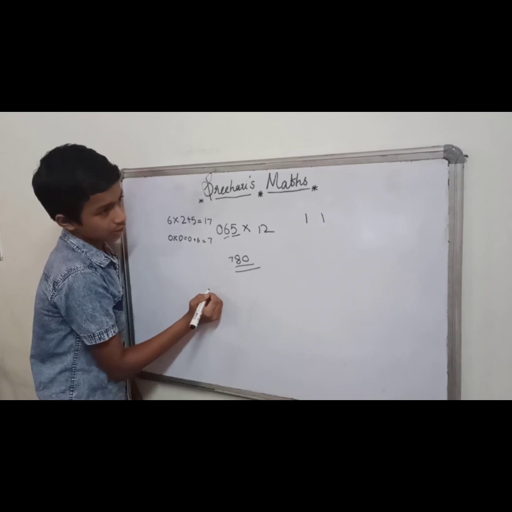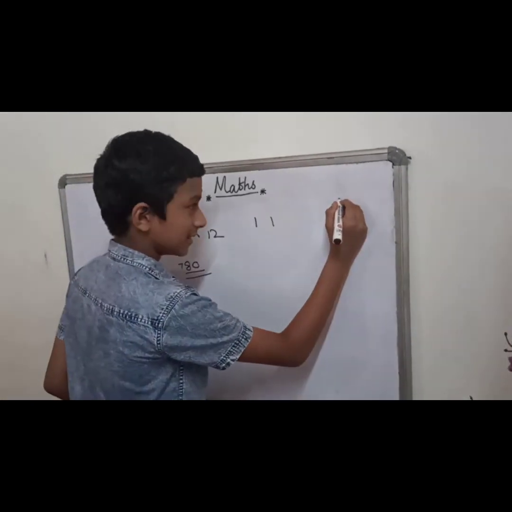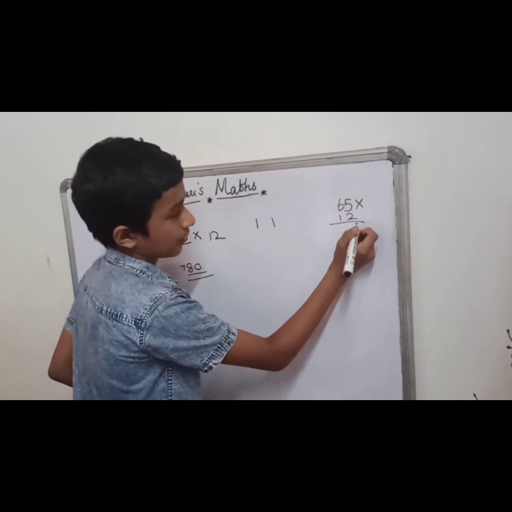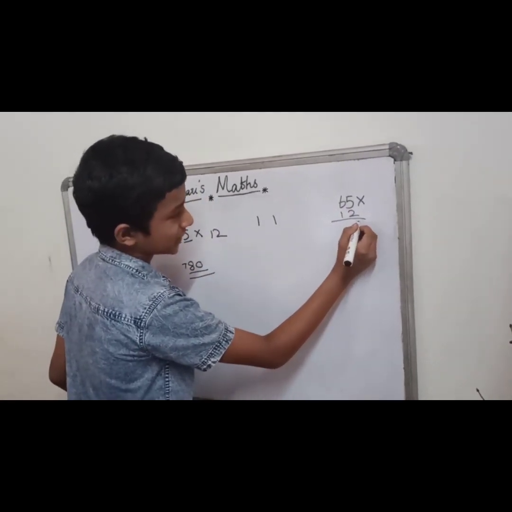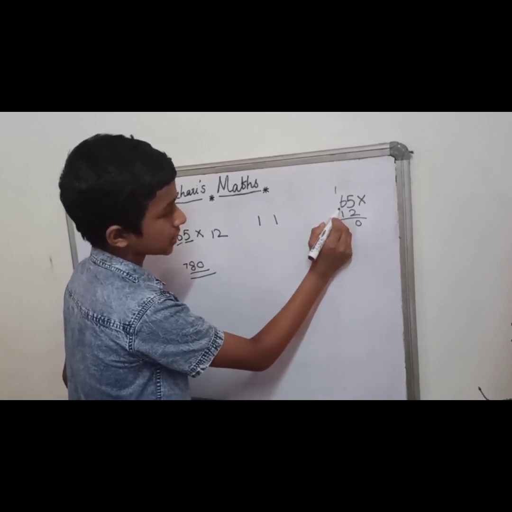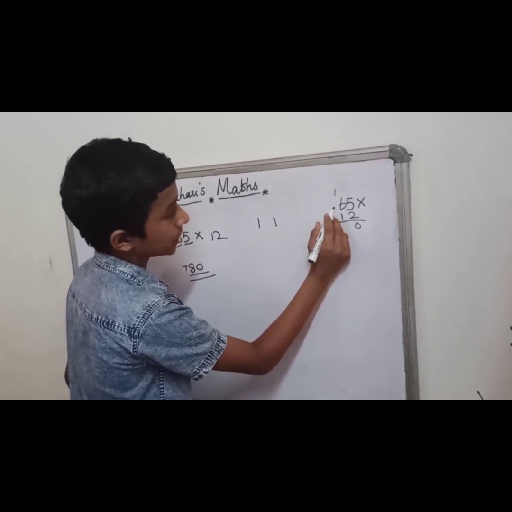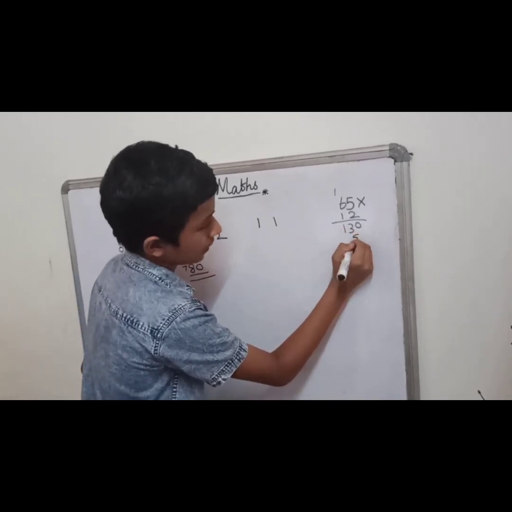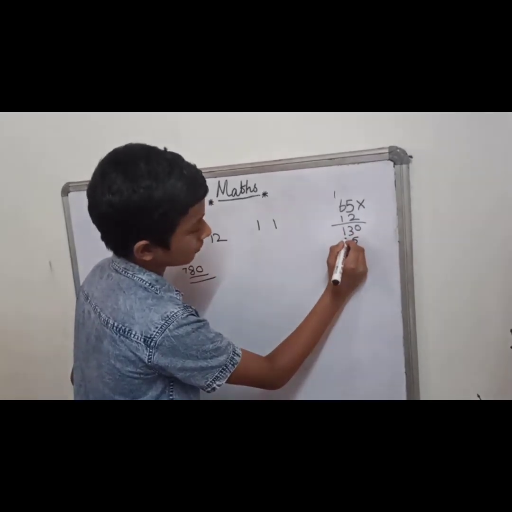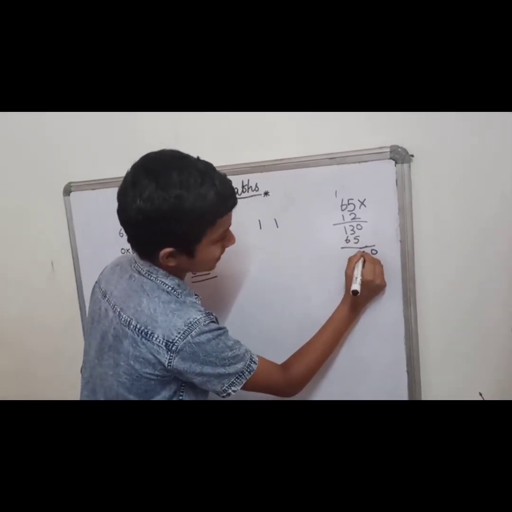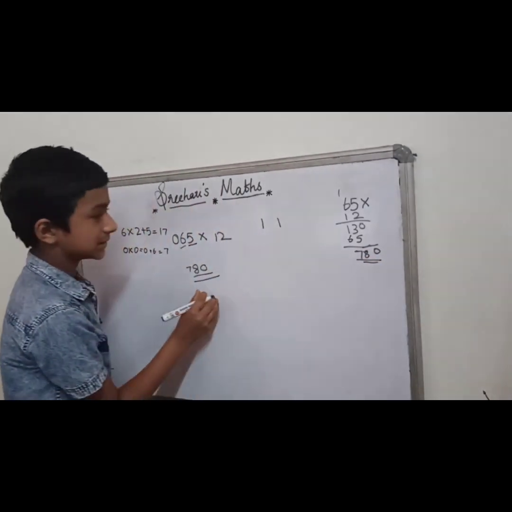Now let us do it in the normal method. 65 into 12. 5 into 2, 10. 1 remainder. 2 into 6, 12 plus 1, 13. 1 into 5, 5. 1 into 6, 6. 0, 8, 7. Both answers are same.